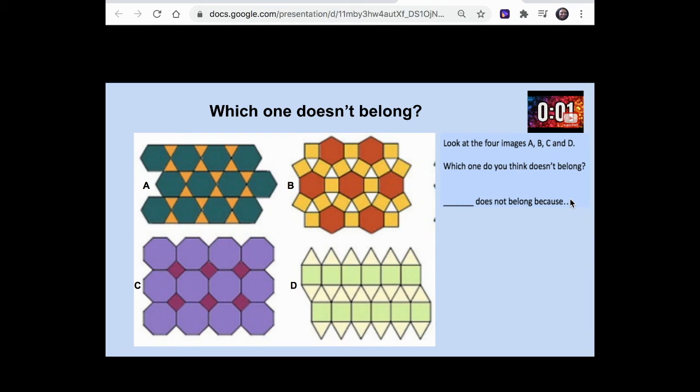All right, time's up. Did you say B does not belong because the other tessellations do not have white space between the shapes? Did you say B does not belong because this tessellation repeats in a circular pattern, whereas the other tessellations repeat in a more linear fashion? Did you say D does not belong because the other tessellations have hexagons in them, but this tessellation does not? Awesome. Your eyes are becoming well trained in noticing similarities and differences between different types of tessellations.